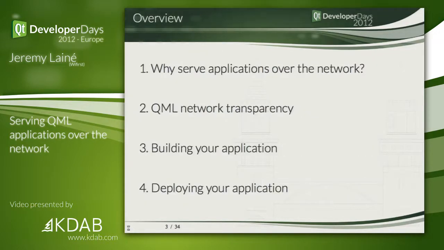So I'll be first trying to set the scene with why would we want to serve an application over the network, then give you a brief overview of what Qt Quick technically provides in terms of network transparency, then give you a couple of guidelines basically when designing an application which will be served over the network, and finally give you some deployment considerations, mostly server-side considerations to take into account when you're doing this kind of deployment.